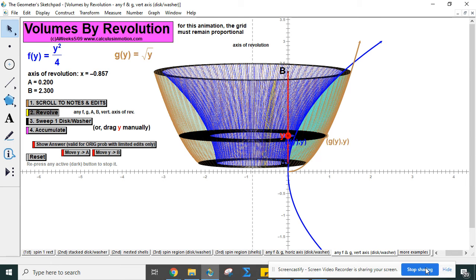This is just a model, a digital version. I will go through and show you how to find the volumes in the Edpuzzle.